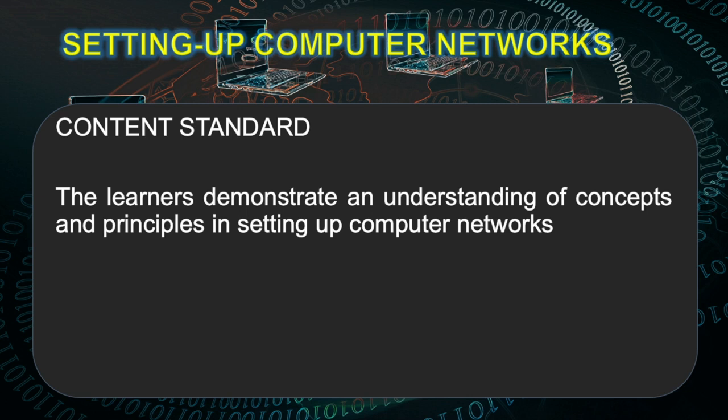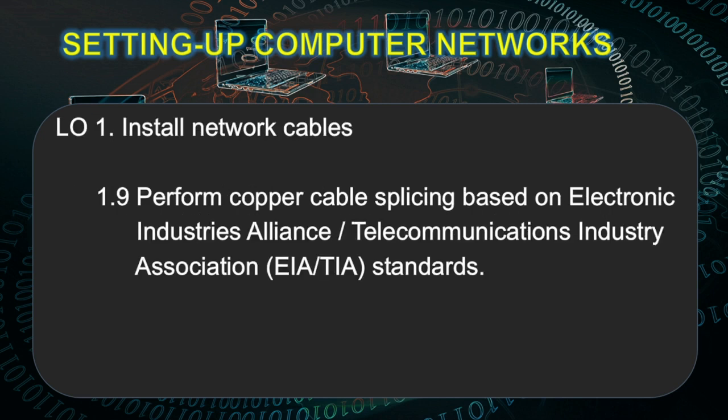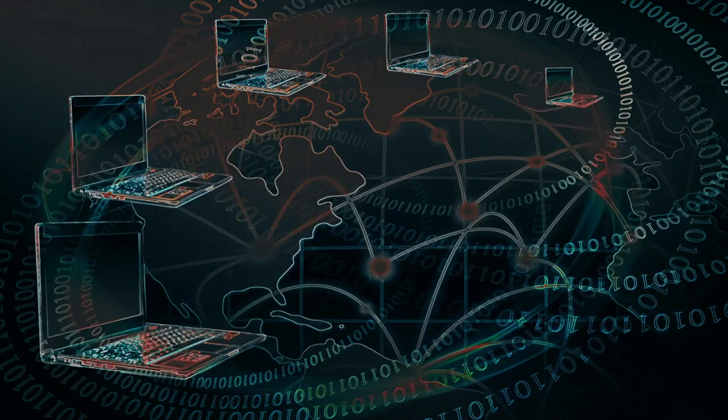In Content Standard, the learners demonstrate an understanding of concepts and principles in setting up computer networks. In Performance Standard, the learners shall be able to set up computer networks based on established procedures and system requirements for hardware. Learning Objective 1. Install network cables. 1.9. Perform copper cable splicing based on Electronic Industries Alliance Telecommunications Industry Association (EIA/TIA) standards.